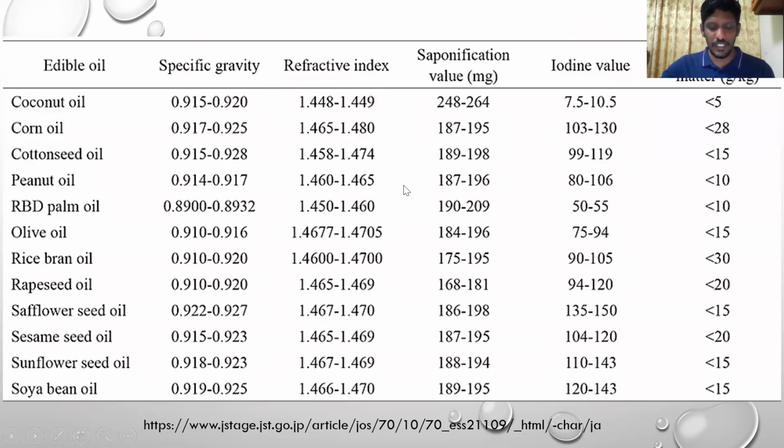This table shows the specification of the edible oil that can be considered safe to be consumed based on the Malaysian standard. Our focus will be on the RBD palm oil. RBD means refined, bleached, and deodorized palm oil. Simply means it's a recycled palm oil.